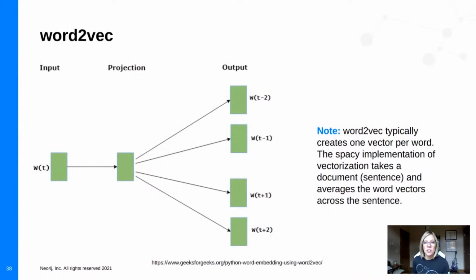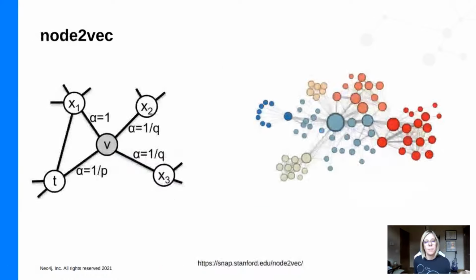Okay, I mentioned word2vec earlier. Word2vec typically creates one vector per word, and spaCy is creating a vector based on a sentence, and then it's averaging the word vectors across those sentences. Just details we don't need to worry about right now. Suffice it to say, word vector: throw text in, get vectors out. One vector per description for our subjects and objects, as you're going to find out.